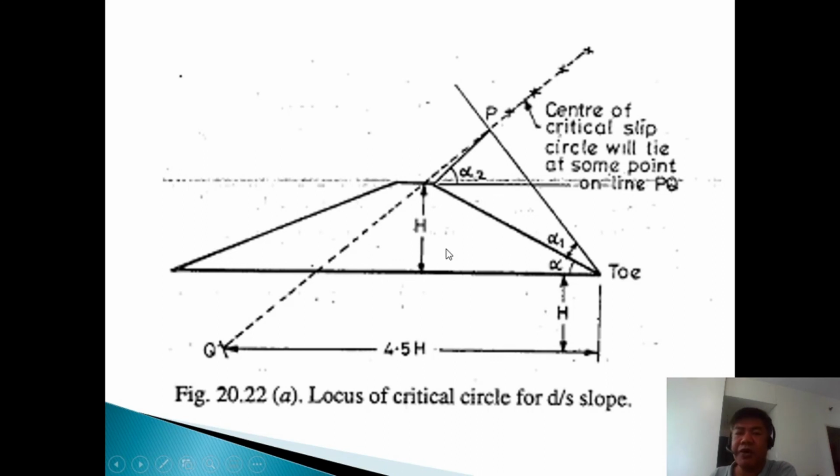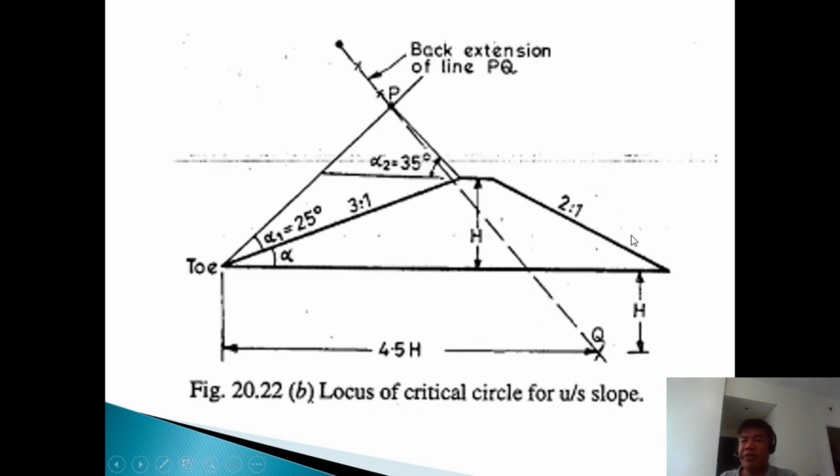But of course, for manual calculation in the classroom, the instruction is always to have point P as the first iteration or first try. So you are going to draw it, and because it is a manual or graphical calculation, I'll draw a circle from this point P to the toe, and that becomes my radius. If I draw the curve now, all that touches the body of the dam will become part of the critical slip surface.